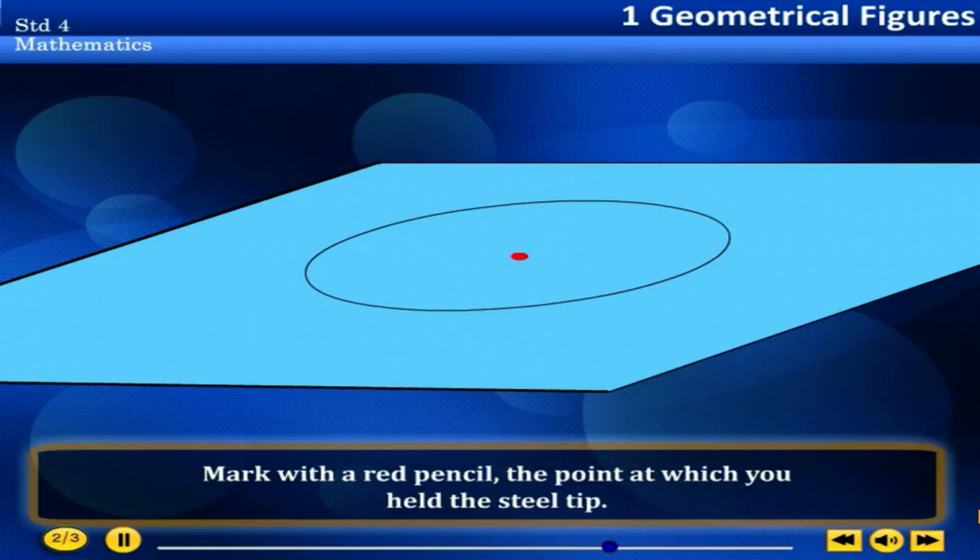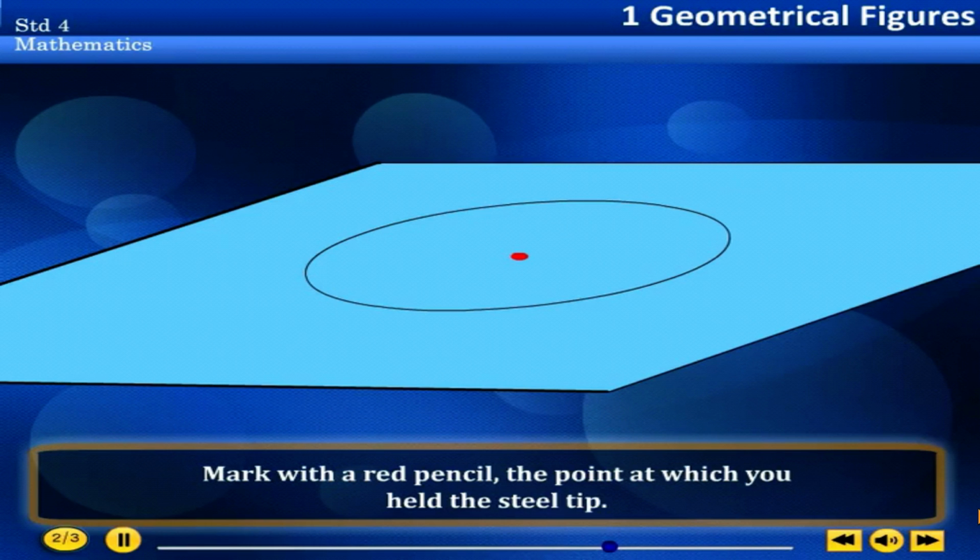Now cut out the circle. Fold it twice as before to obtain 2 diameters of the circle. Observe that these 2 diameters meet at the red point. It means that the red point is the center of the circle.